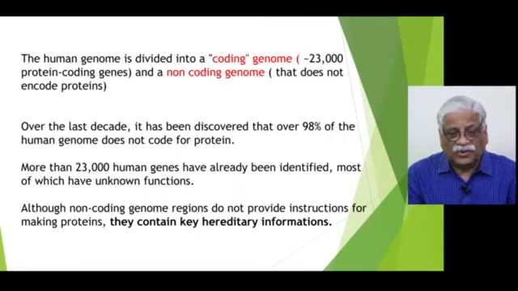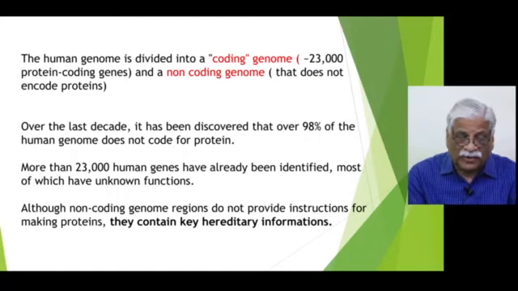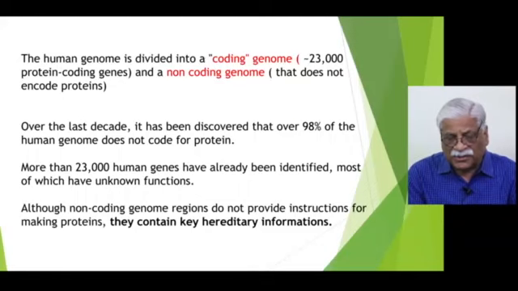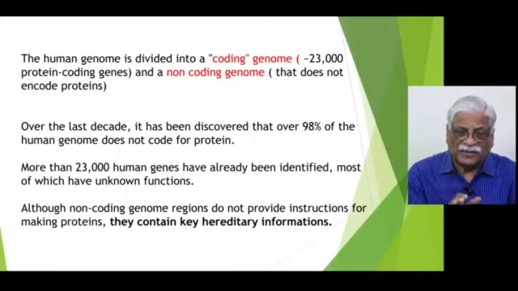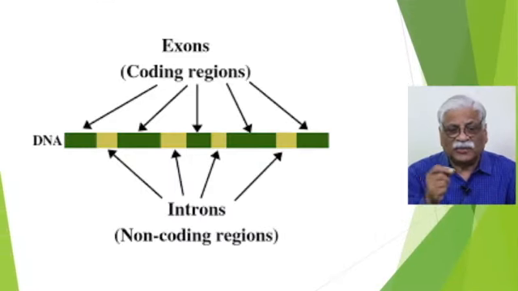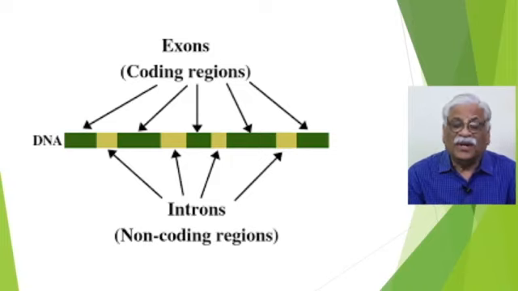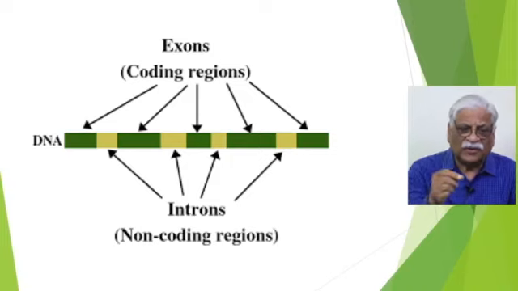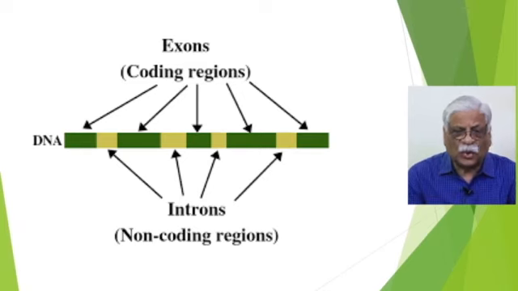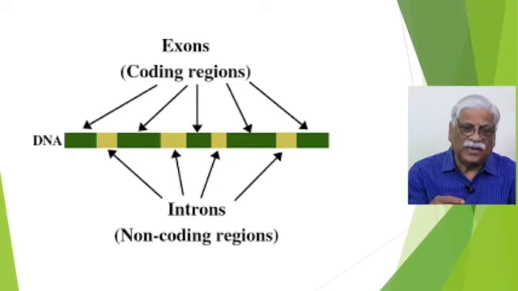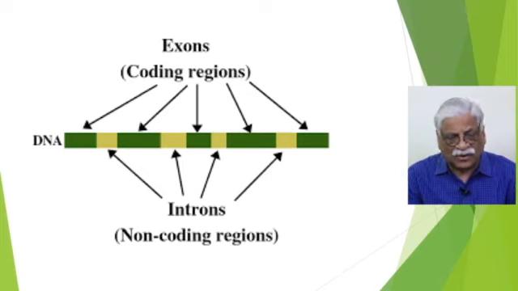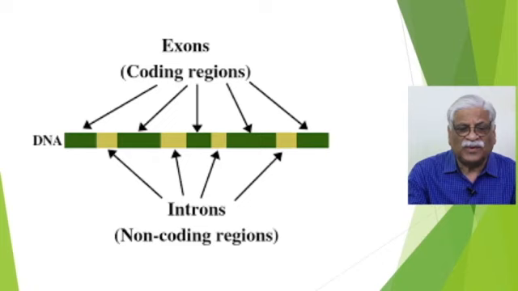Although non-coding genome regions do not provide instructions for making proteins, they are actually very important for hereditary information. Heredity means the characters which are passed from one generation to another generation. Now, I discussed exons and introns. In this diagram, I have shown you coding regions and non-coding regions. You can see clearly here there is a DNA sequence. The green regions are the coding regions, and in molecular terms they are known as exons. And the yellow regions in between are known as introns, which are non-coding regions in which we are basically interested.